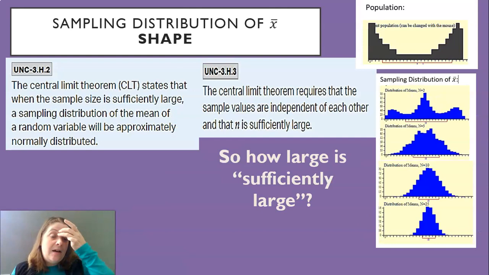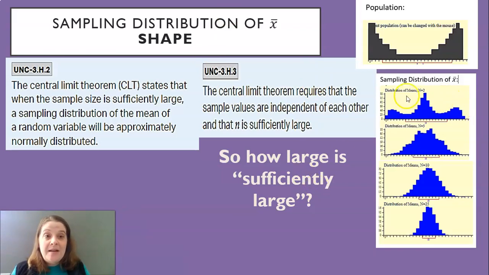Okay. I also noticed that when the population is non-normal, it takes a while for me to get to something that looks approximately normal. So in section 5.3, we talked about the central limit theorem, or CLT, and it states that when the sample size is sufficiently large, the sampling distribution of the mean of a random variable will be approximately normally distributed. We also need the sample values to be independent of each other, and for n to be sufficiently large. So how large is sufficiently large?